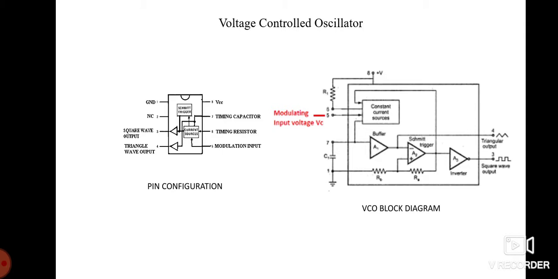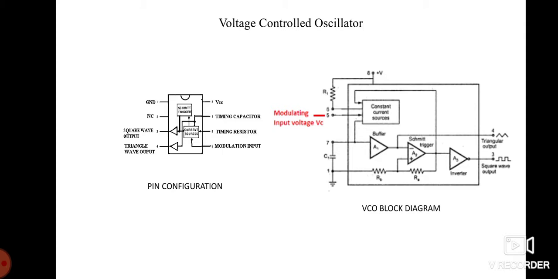And VC, the modulating input voltage, is given to the 5th pin. The 7th and 6th pins are connected to the external components. We connect the external capacitance and external resistance, marked as CT and RT. Now we see the working principle.